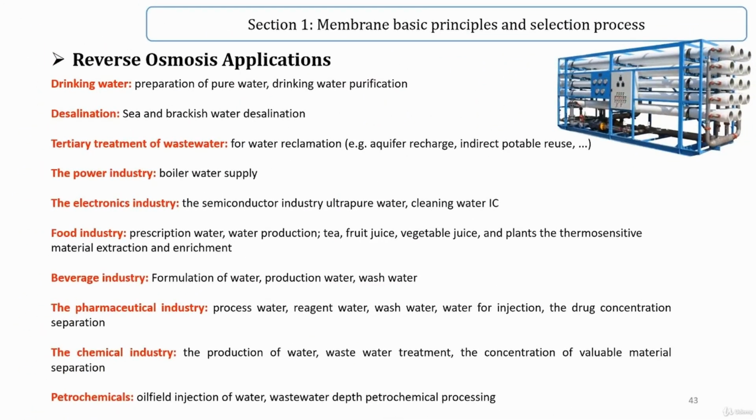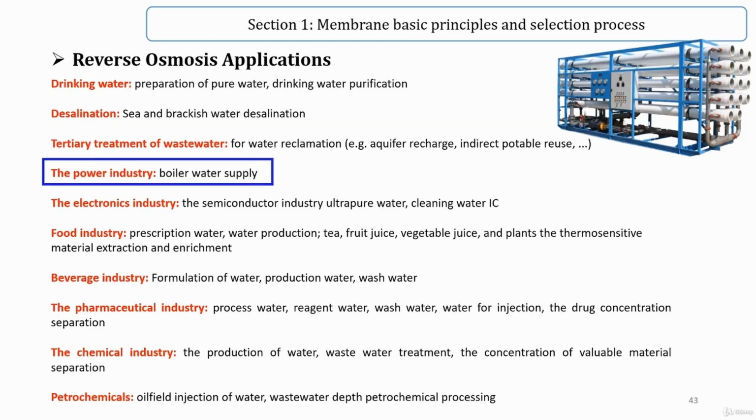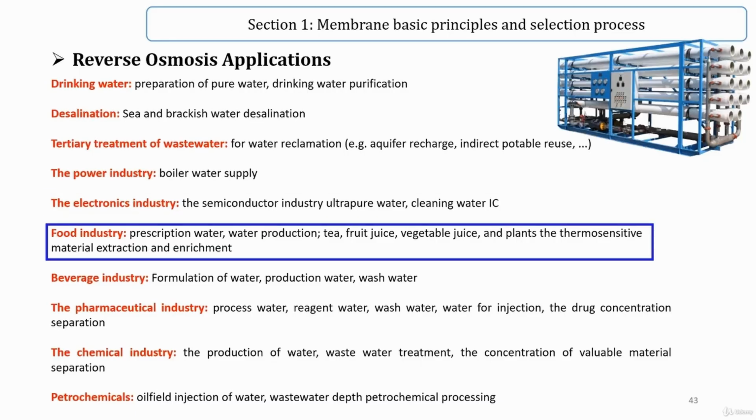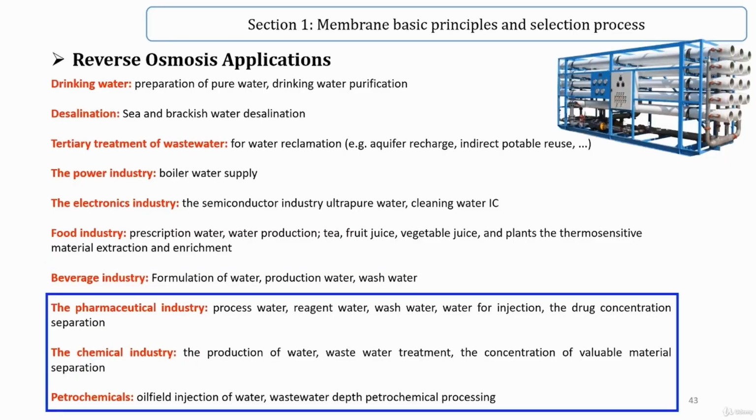There are many applications for reverse osmosis. For example, in drinking water: preparation of pure water, drinking water purification, sea and brackish water desalination, or tertiary treatment of wastewater for water reclamation; in the power industry, such as boiler water supply; the electronics industry; the semiconductor industry, ultrapure water; the food industry, process water, tea, fruit juice, vegetable juice, and the extraction and enrichment of thermosensitive material. In the beverage industry, formulation water, production water, wash water, and some applications such as the pharmaceutical industry, chemical industry, petrochemicals, and so on, as you can see here.